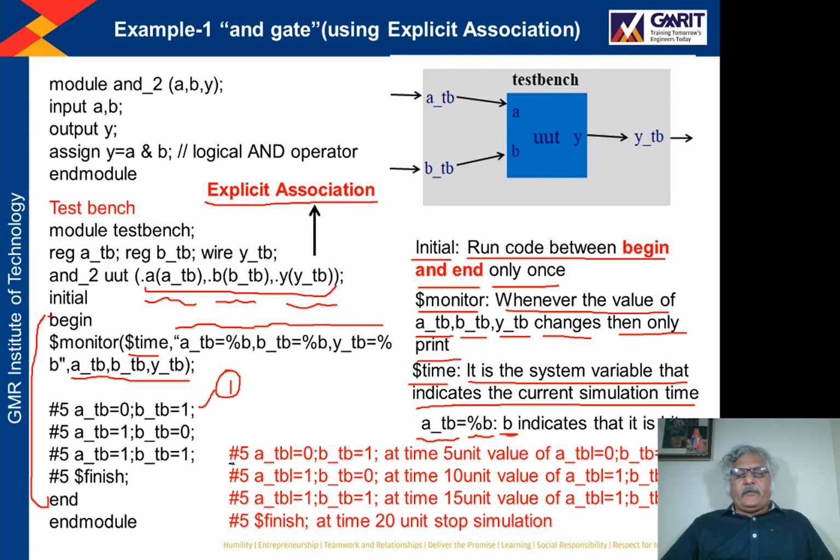So this is the first statement written here. #5 a_tv = 0, b_tv = 1, right? So this statement means that at time 5 units, the value of a_tv is 0 and b_tv is 1.